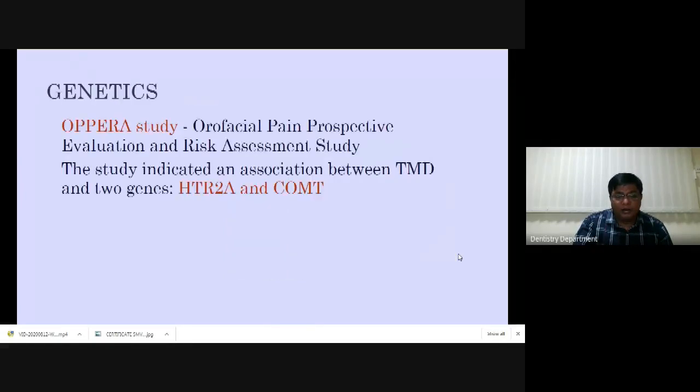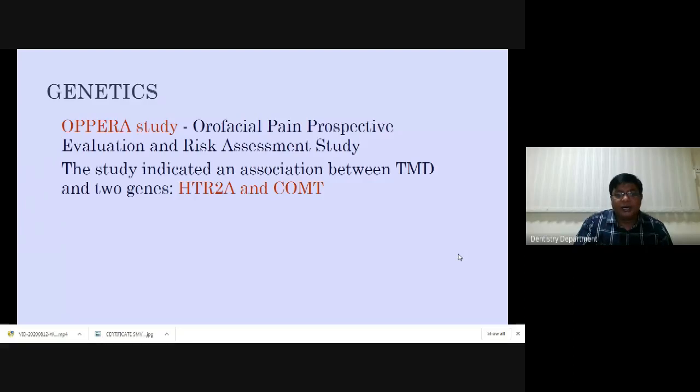Then we will see some of the factors which may be responsible for TMD. Is there a genetic predisposition? Is it hereditary? There is a very landmark study called the OPPERA study. OPPERA is an abbreviation for Orofacial Pain Prospective Evaluation and Risk Assessment Study.